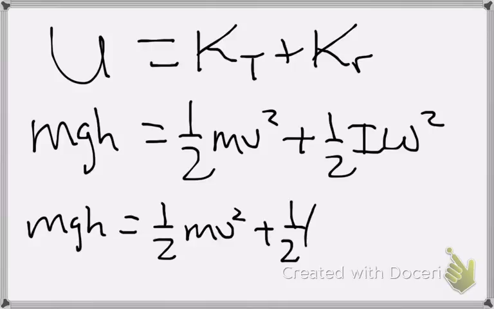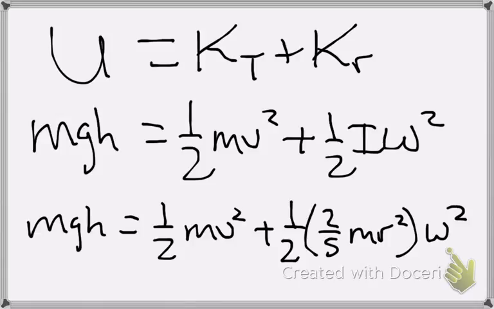So 1/2 mgh equals 1/2 mv squared. And then plus, now we need to substitute in I, the moment of inertia of a sphere, and that's 2/5 mr squared. So that was our given. We're going to use the same shape as the last example, and then times omega squared.